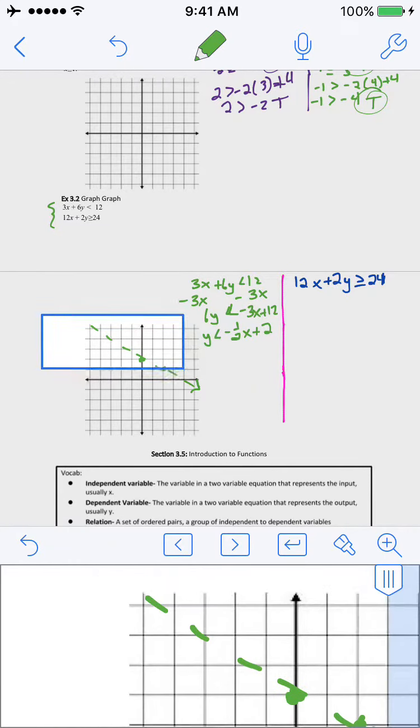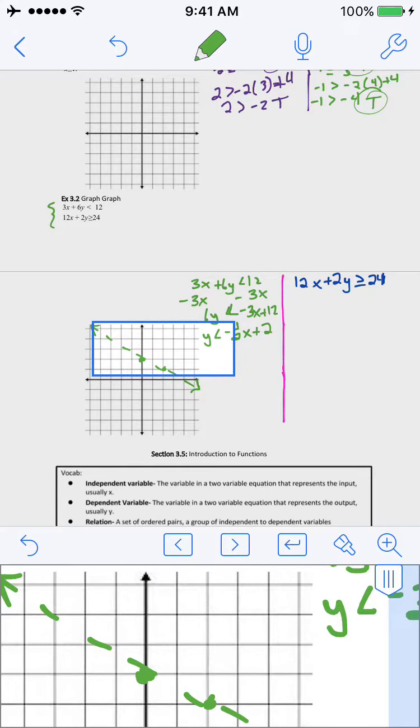And we can put arrows on both of those. And then we'll pause there before we shade, right?